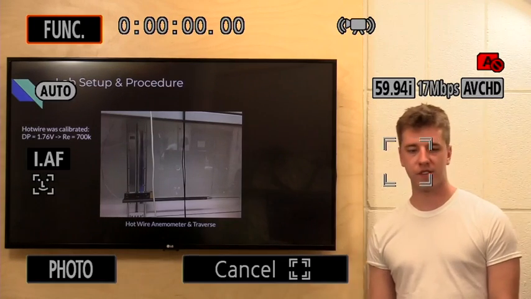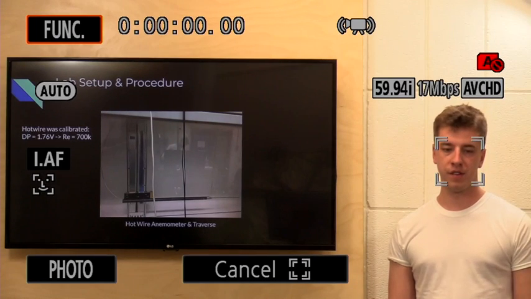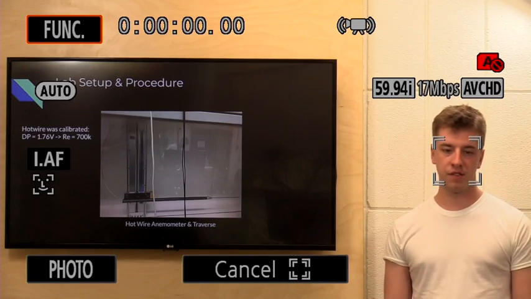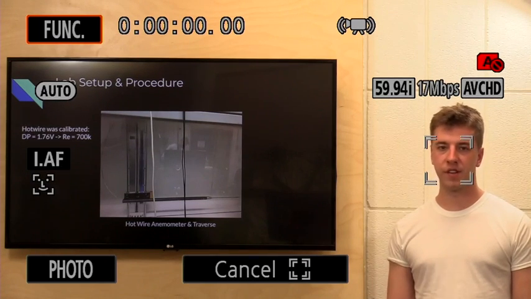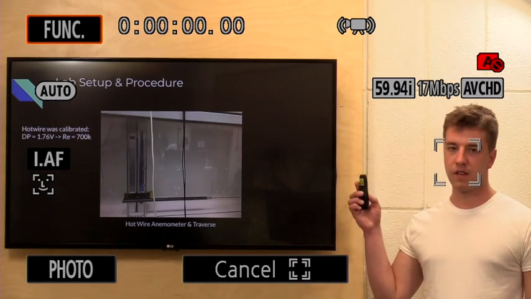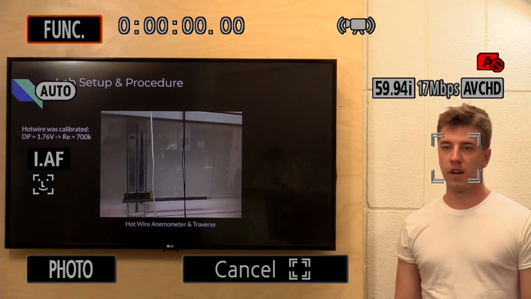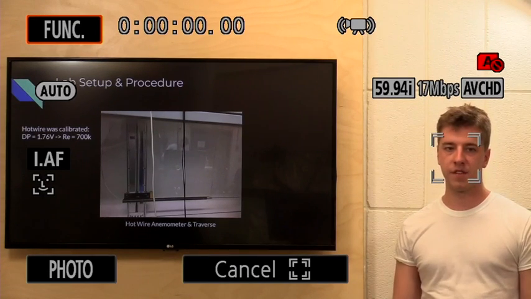So our hot wire was calibrated so the delta P at 1.6 volts would result in a Reynolds number of 700,000, which was the goal for our initial condition of the experiment. The traverse was used to measure the velocity across the height of the airfoil, so that we could create a graph of the velocity after the airfoil.